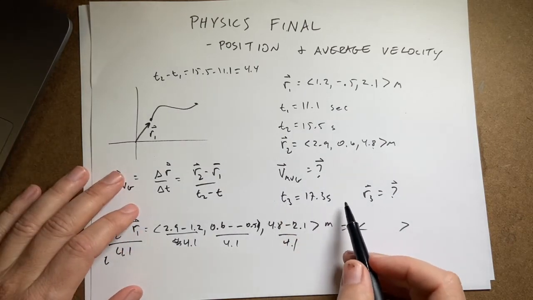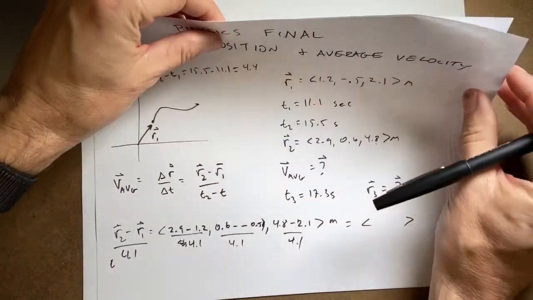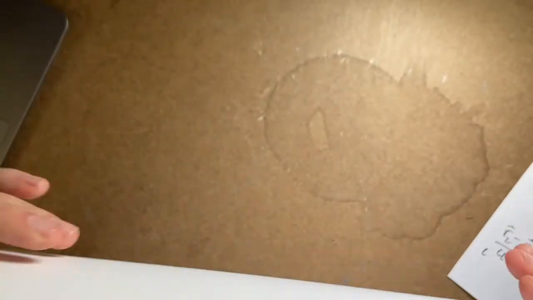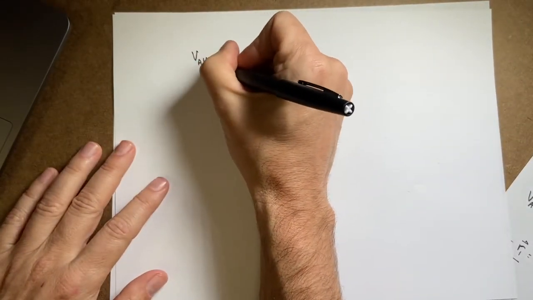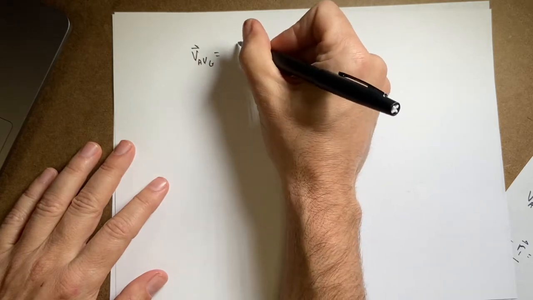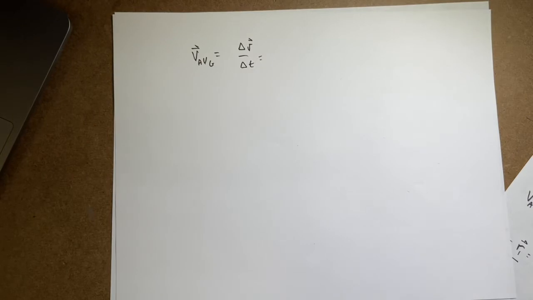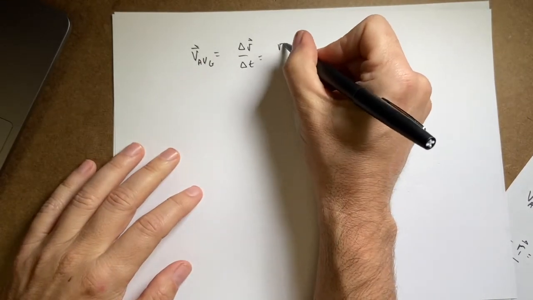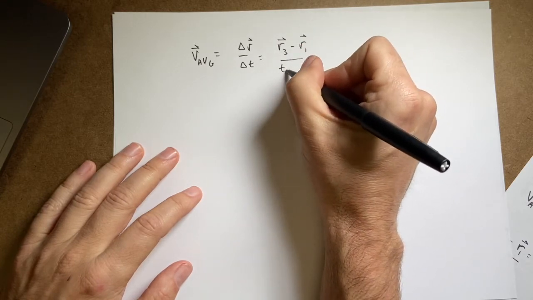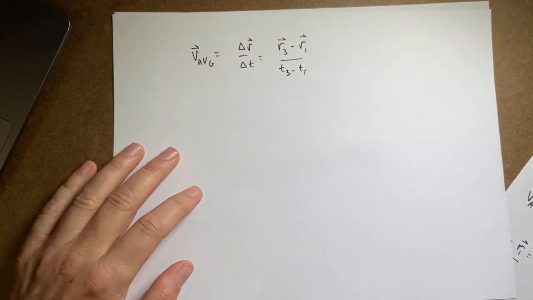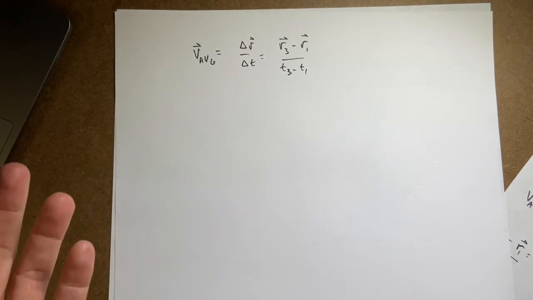Where's it going to be at t3? So again, I can use the definition. Let's just switch to a new piece of paper. I can use the definition of average velocity. V average equals delta r over delta t. Now I want to say delta r is going to be r3 minus r1 over t3 minus t1. I can use any two points I want. If it has that same average velocity, then that's true.